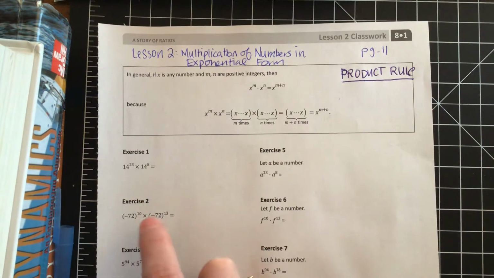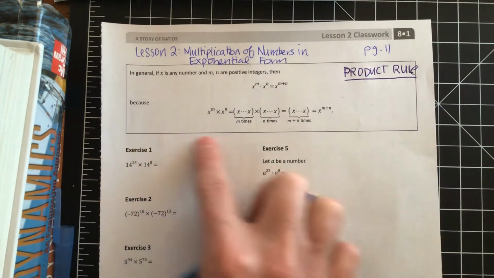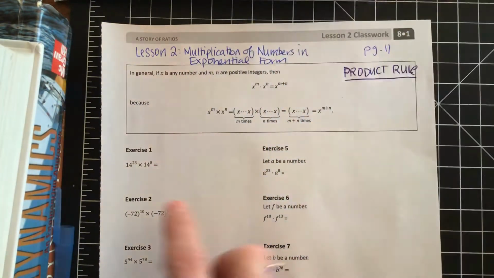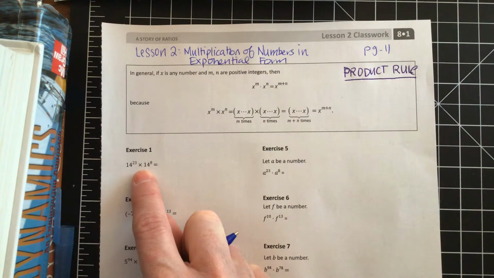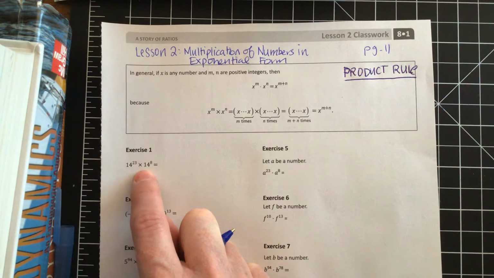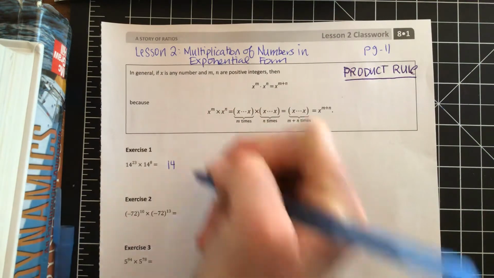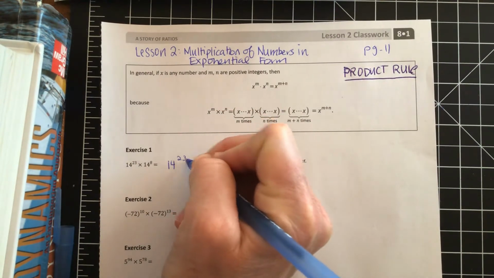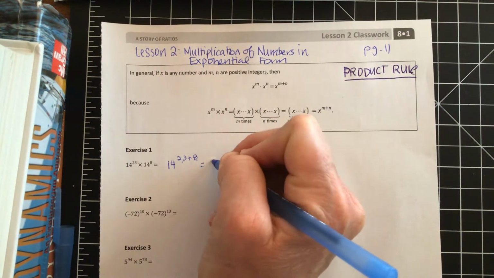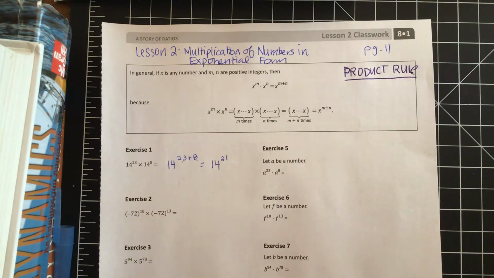Okay, so exercise 1, and there are no instructions here, but we are going to say that the instructions are just to simplify it. So if you have 14 raised to the 23rd power times 14 raised to the 8th power, you have 14 raised to the 23 plus 8 power, which is 31, so it's 14 raised to the 31st power.